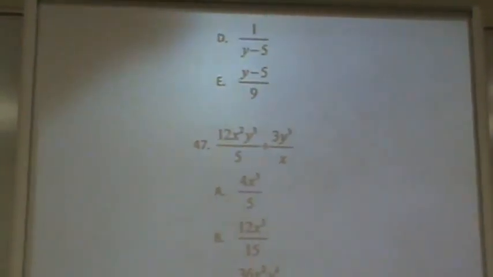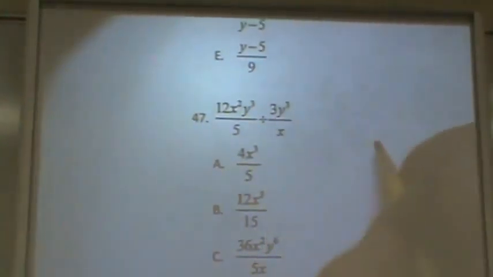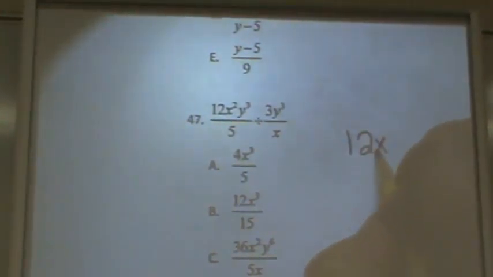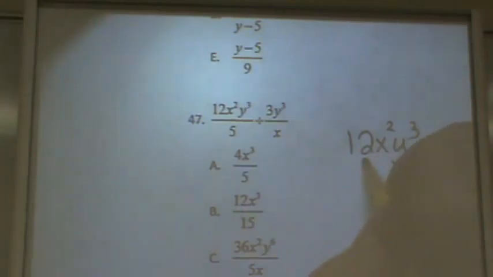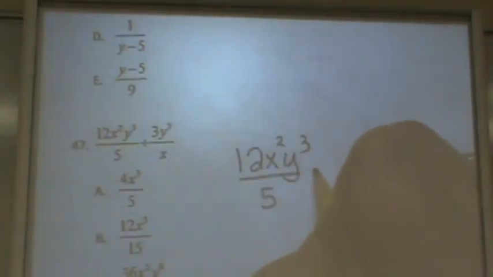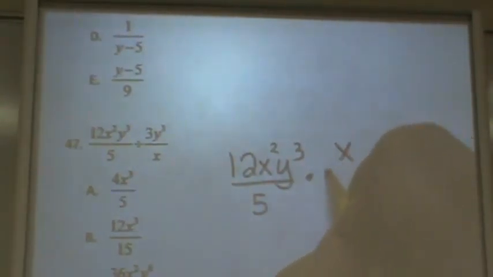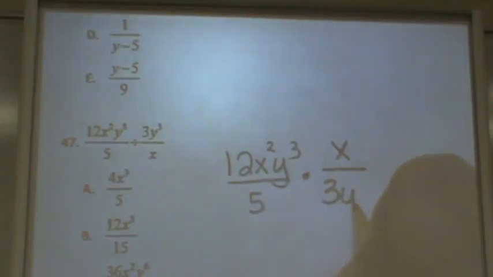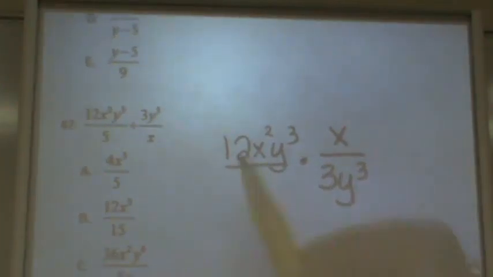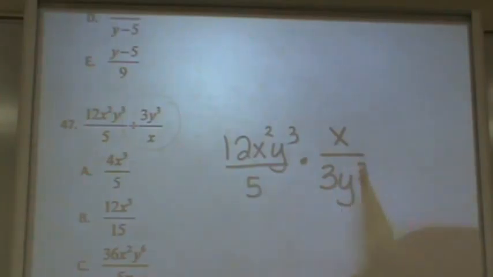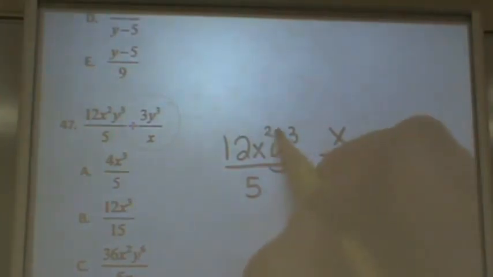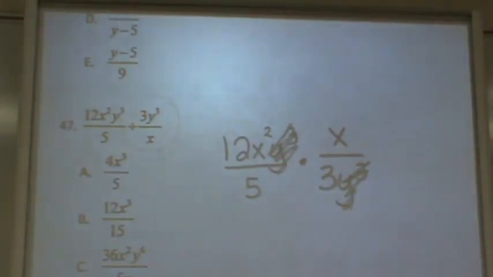For 47, we have another division problem. So we have 12x squared y cubed over 5. And we're going to flip, put the x on top, and then 3y cubed at the bottom. This gets flipped. So I like the fact that the y cubed are the same, they're gone.